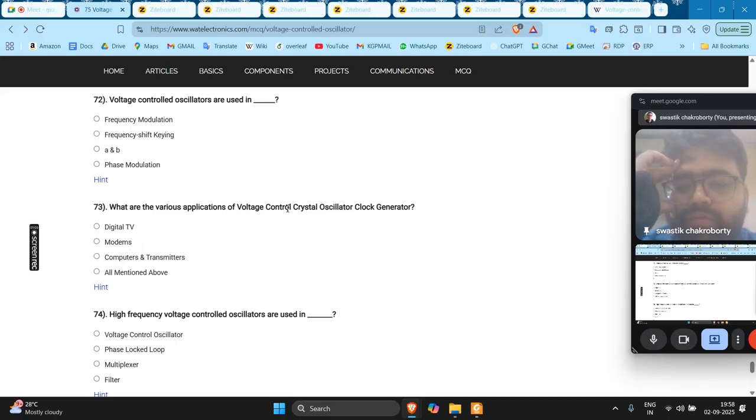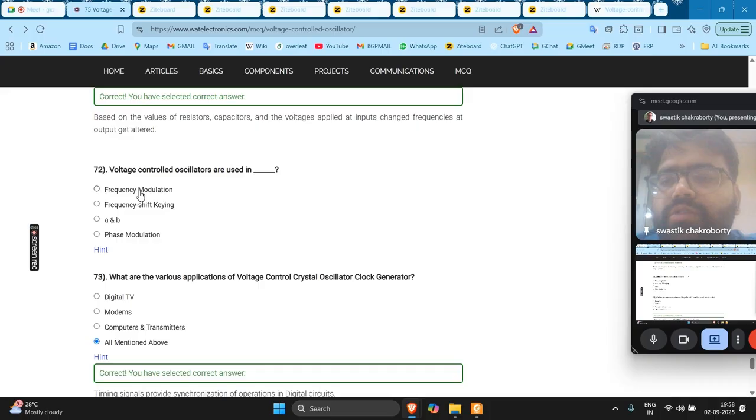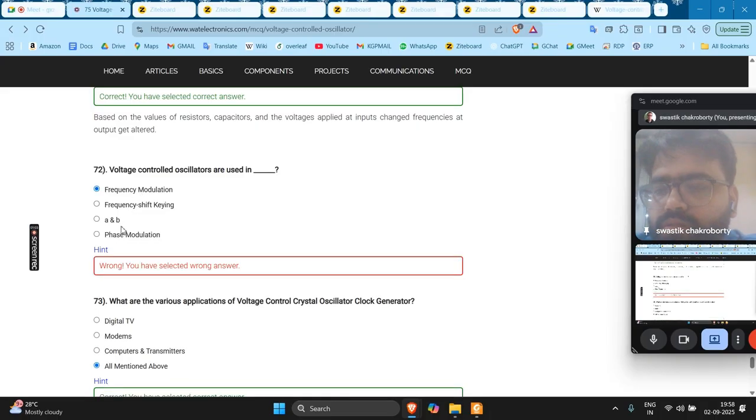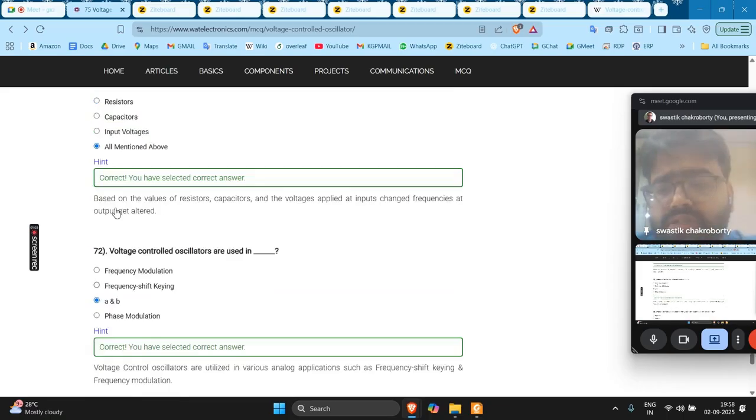What are the various applications of a voltage controlled crystal oscillator? Here we are not tracking a frequency, we are generating a frequency. So that can be used in TVs, modems, and computers, all of them. Voltage controlled oscillators are used in frequency modulation and frequency shift keying. Both involve varying the frequency in response to the input voltage. In frequency modulation, you vary the frequency continuously in response to the message signal or voltage, and in frequency shift keying, you vary the frequency in discrete steps.